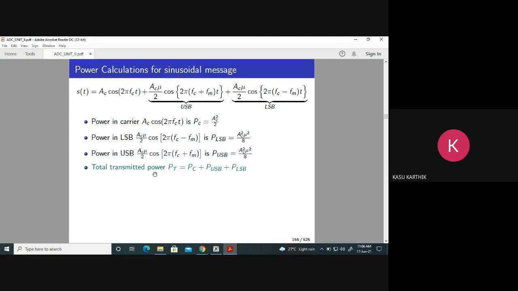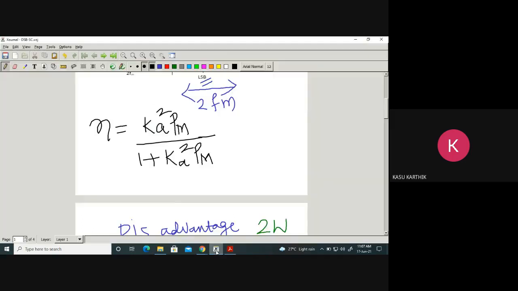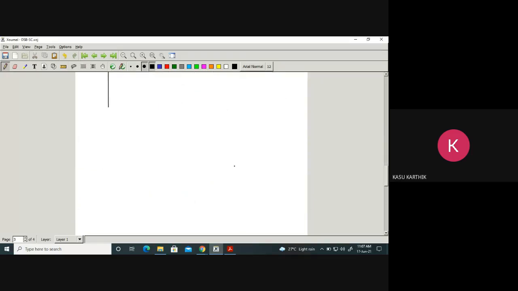Total transmitted power. How much? What are you transmitting? A pure carrier, one upper sideband, one lower sideband. Sum of all these powers. This plus this plus this. What do you get? You get Ac square by 2 into 1 plus mu square by 2. Its total transmitted power in single tone modulation is Ac square by 2 into 1 plus mu square by 2.